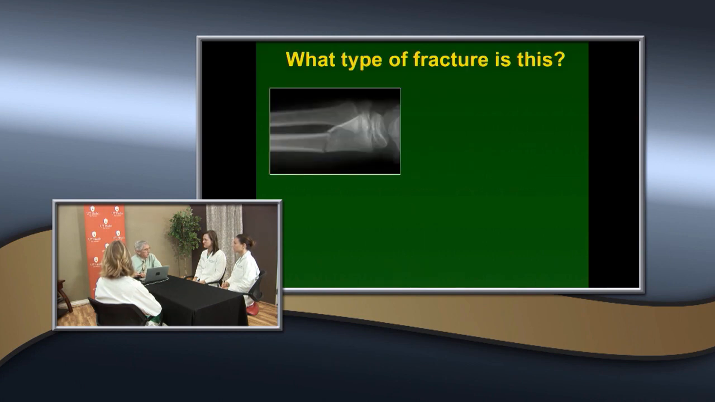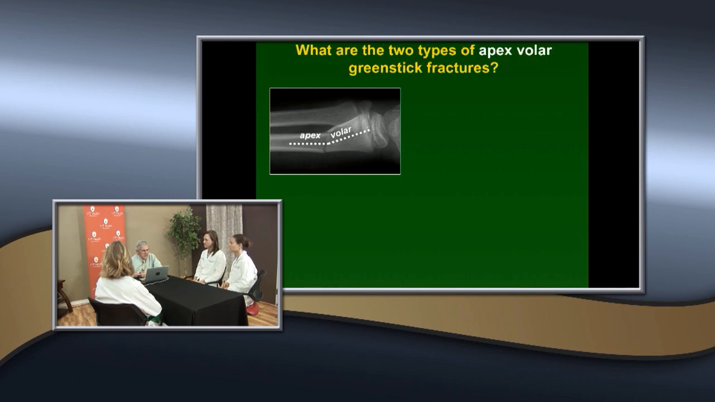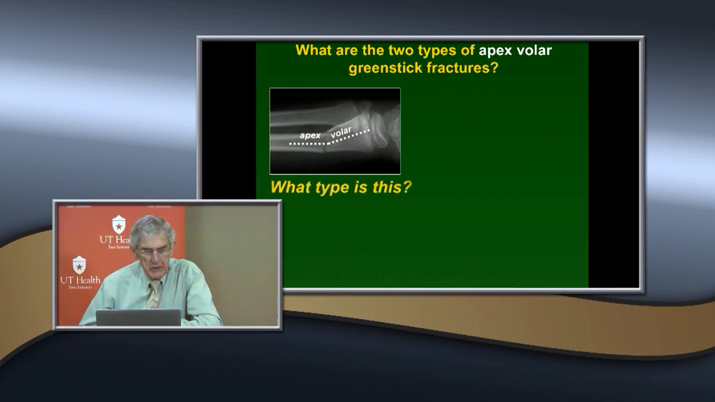So what kind of fracture do you have here? That looks like a complete. Yeah, but it's still maybe got a little bit of dorsal cortex. Greenstick. That's a greenstick, yeah. But you need to be a little bit more specific about the greenstick. What type of greenstick is it? You need to know what the direction of the apex is. So there are two types of apex volar greenstick fractures.